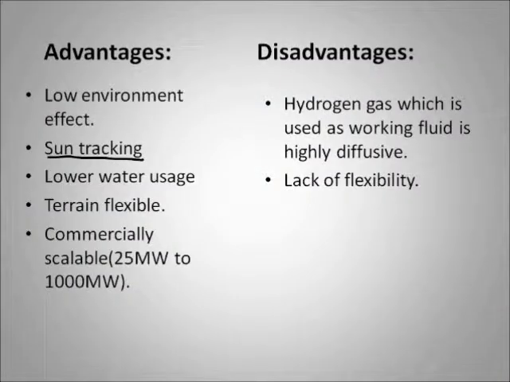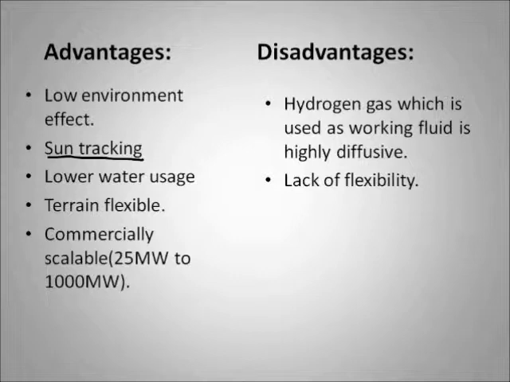So here are a few advantages and disadvantages of this new technology. In the advantages column, it's low environment effects, sun tracking, lower water usage, range flexible, commercially scalable, and the sun tracking is a new feature over here. Otherwise, the rest are common for solar energy. Sun tracking means the equipment tracks the sun throughout the day and returns to a stored position each evening, ready to repeat the cycle the very next day.